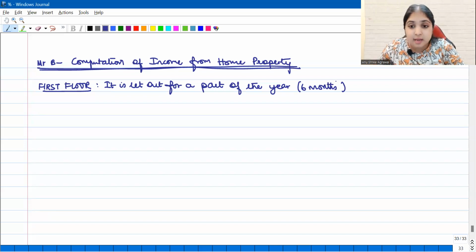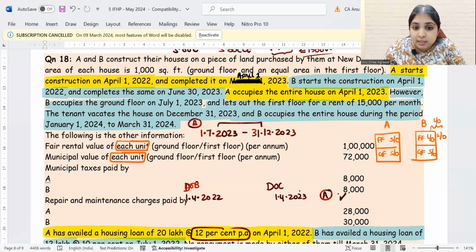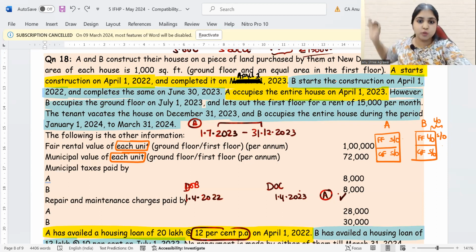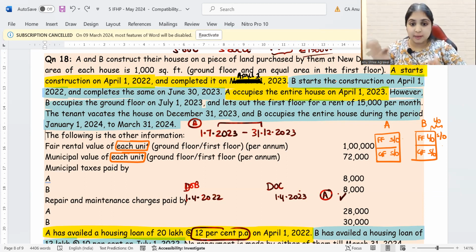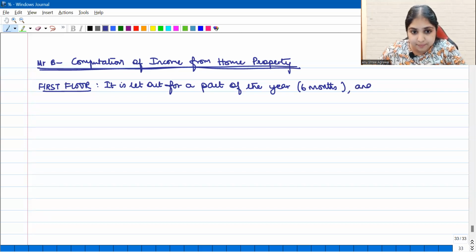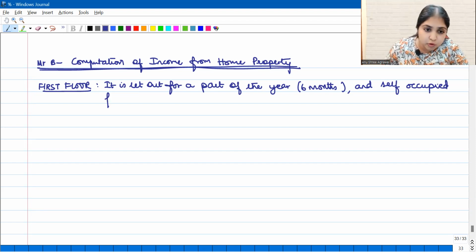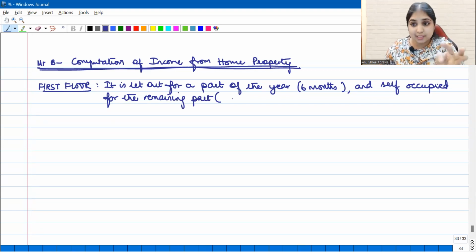Did you understand this? The house construction was complete only on 30th June. So the house is ready for occupation only 1st July onwards. So you will treat as if the assessee owns the property only 1st July onwards. So July to 31st December, this is the let out period. This is going to be 6 months. So for 6 months, the property is let out, and self-occupied for the remaining part. What is the remaining part, guys? Remaining part is only 3 months, Jan, Feb, March. Self-occupied for 3 months.